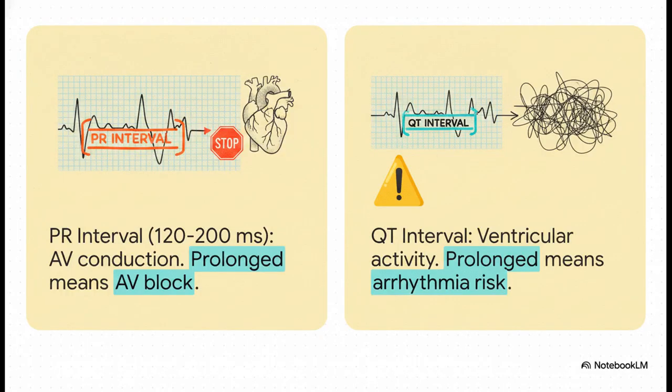You know, it's not just the waves that matter. The spaces between them tell a huge part of the story too. The PR interval, that measures the delay in the AV node. If it's too long, you're looking at a heart block.